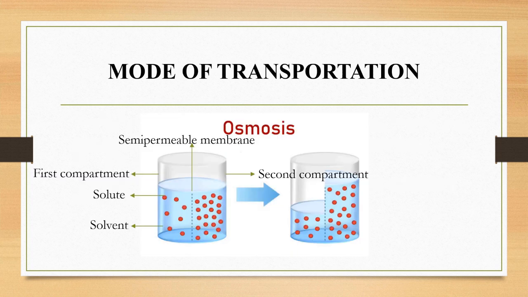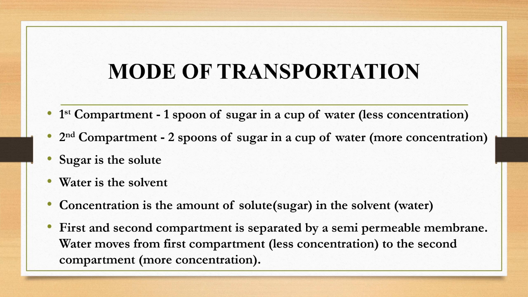Let's have a quick look at this picture in order to understand the mode of transportation. So this is the first compartment, for instance, intracellular fluid, and this is the second compartment, that is extracellular fluid, which is separated by a semi-permeable cell membrane, and these are all the contents which consist of solute and solvent. Let me explain with an example.